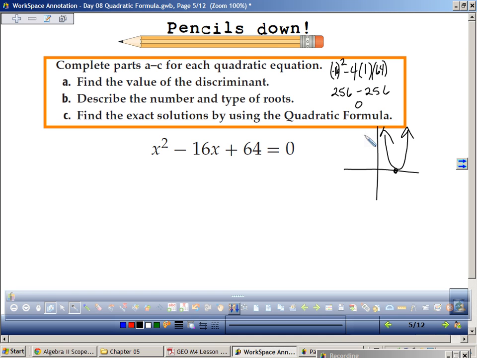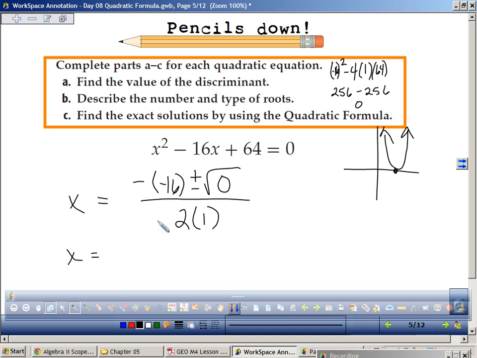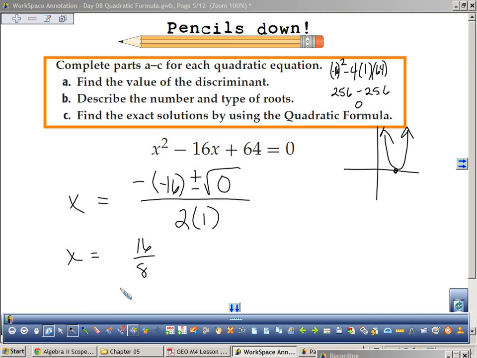When I have 0, I don't have two answers anymore, right? Because when I use the quadratic formula and I get a plus or minus, this answer in there is going to be 0. There is no more plus or minus. There's just one answer. And b is negative 16. So therefore, I get positive 16 over 2, which is 8.